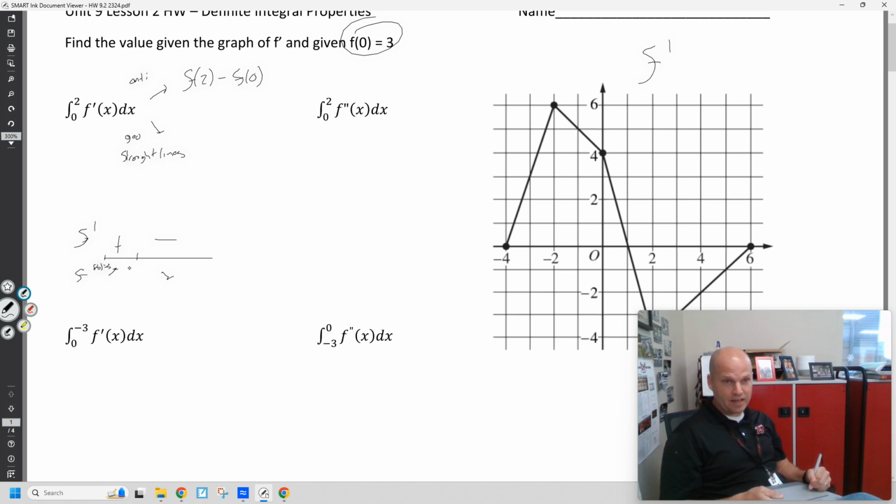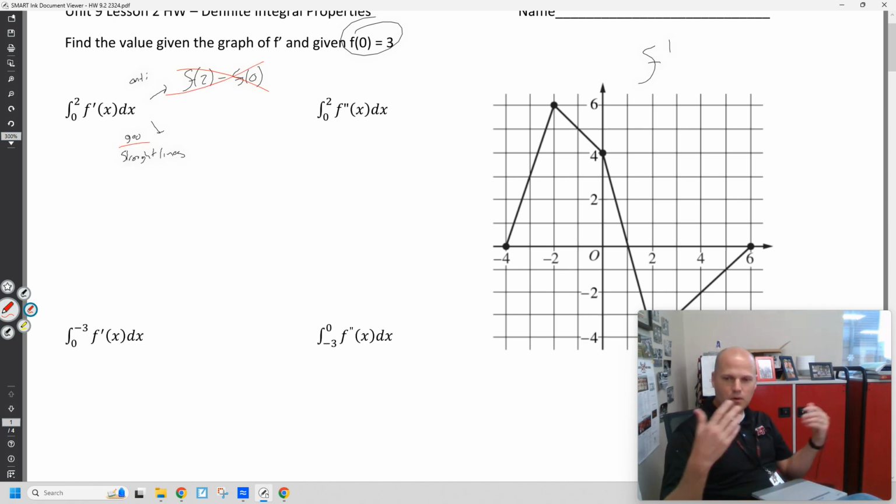You could find f of 2 by looking at the accumulation and then adding it to 3 and then subtracting the values. But really, if you find the accumulation, whatever this number is right here, that's your answer. That's what f of 2 minus f of 0 is going to be. The accumulation of f prime telling you how much you increase. That's what we're going to find. So this could be done, but you're pretty much doing this to get that answer anyways. So just be ready.